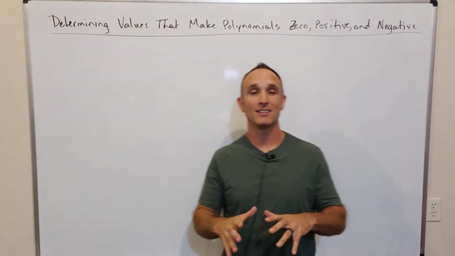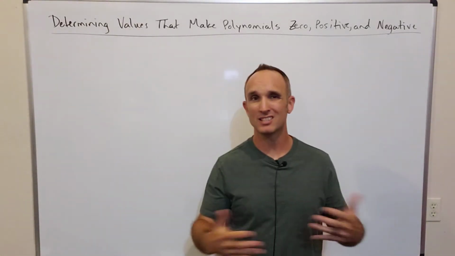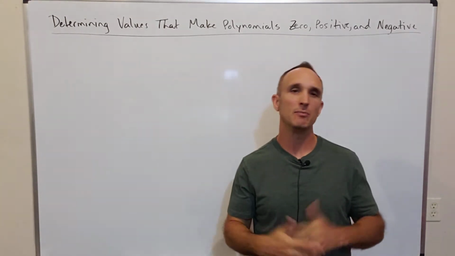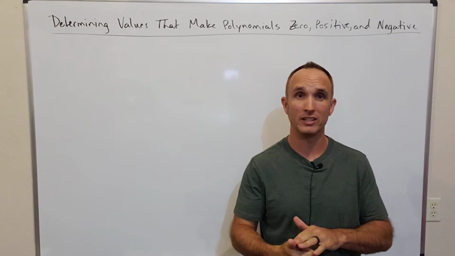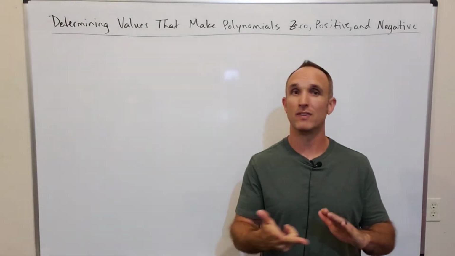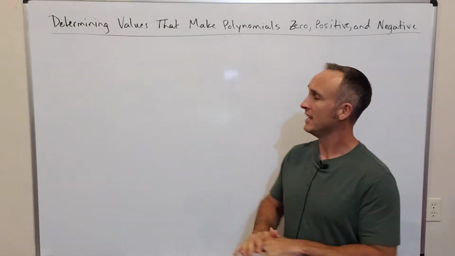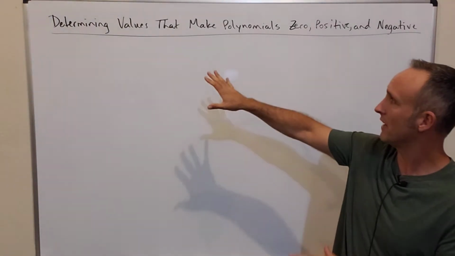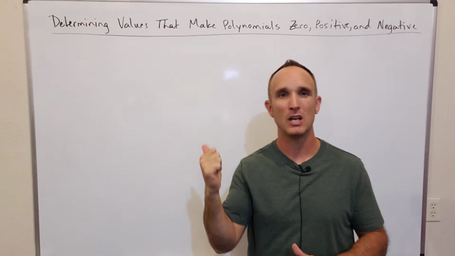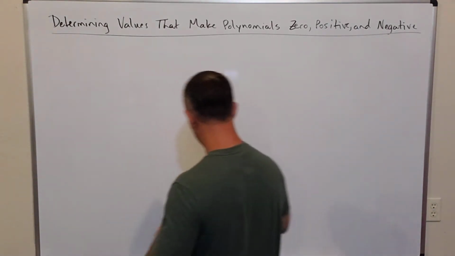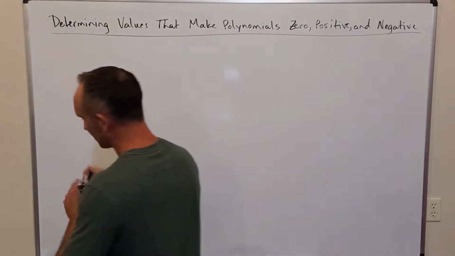All right, we're going to look at a concept that's very important in lots of different areas of mathematics, especially algebra. It can be used to help you solve inequalities, to graph, to find the domain of a function, lots of different applications. But what we're going to do is see how to determine values that make a polynomial 0, positive, and negative. All right, so we will start with an example.